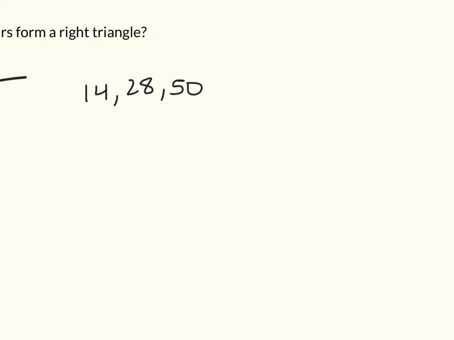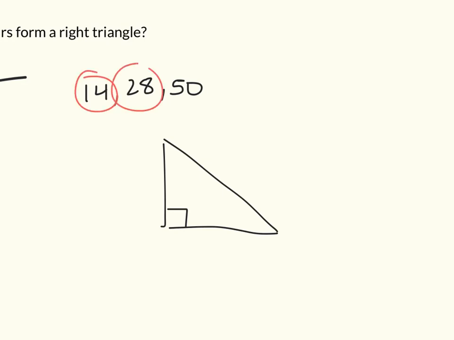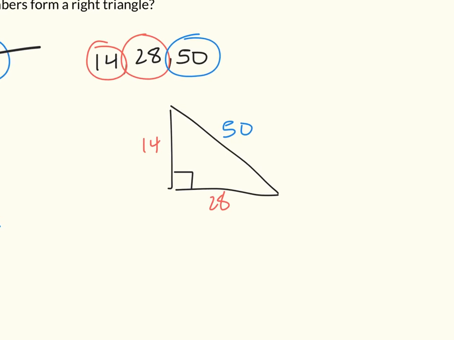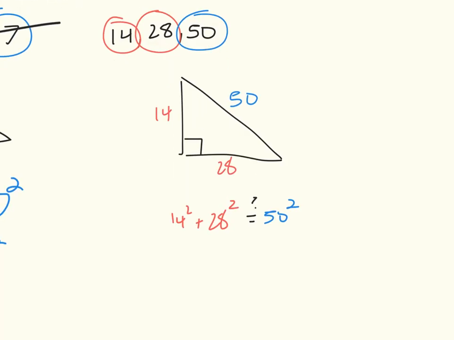How about this group? 14, 28, and 50. Well, let's find out. I'm going to make a right triangle here. My smallest two are my legs. My largest one is my hypotenuse. And so leg squared plus leg squared should equal the hypotenuse squared if it's a right triangle. Does 14 to the power of 2 plus 28 to the power of 2 equal 50 to the power of 2?